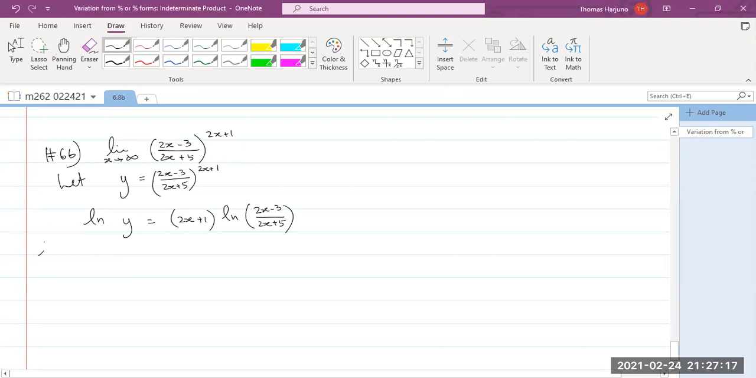Let y equal this, because this is a function of x to the power of a function of x, right? So we have to use natural log before doing the limit. So natural log of y will be 2x plus 1, don't forget to use parentheses, times natural log of (2x minus 3 over 2x plus 5). Now apply the limit as x goes to infinity of natural log of y, which is equal to the limit as x goes to infinity of natural log of the quotient over 1 over 2x plus 1. Okay, I hope you follow me in writing.